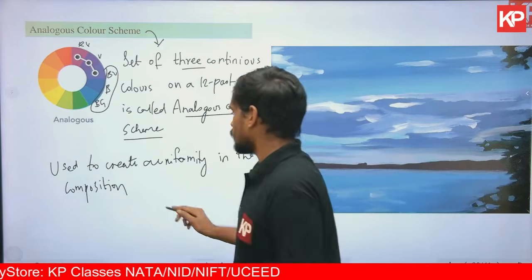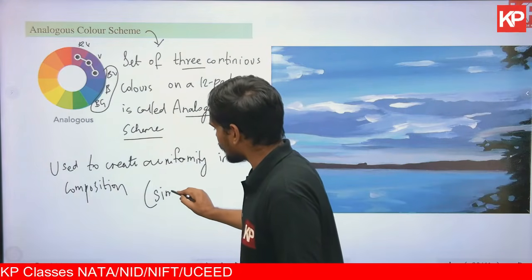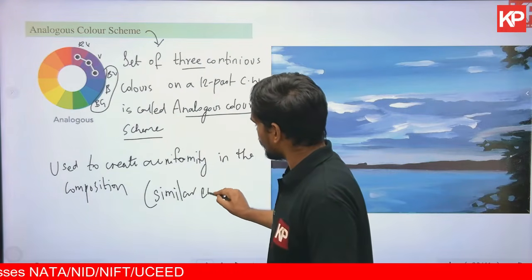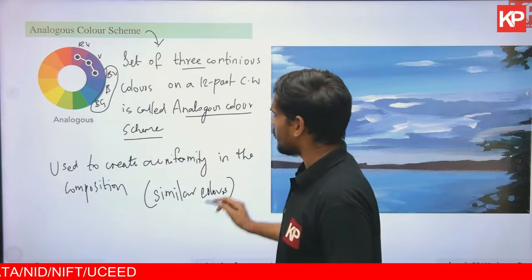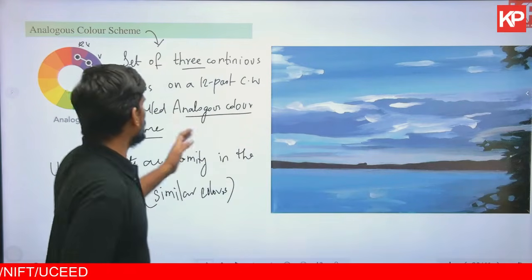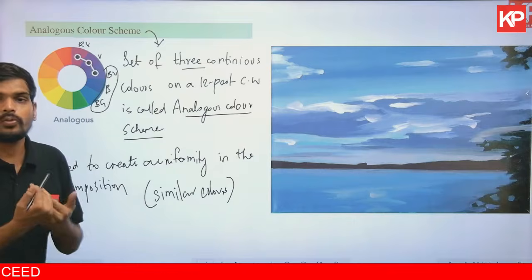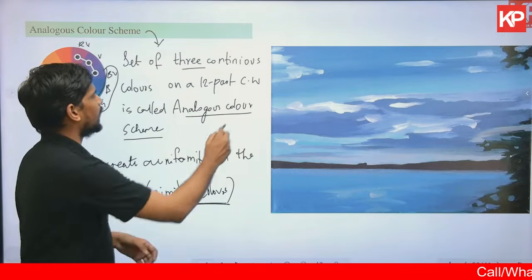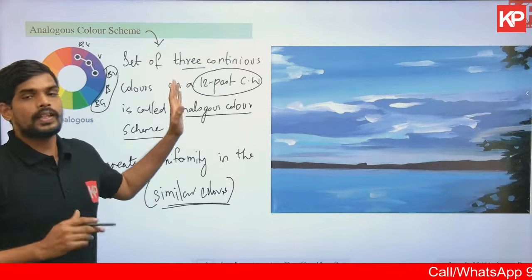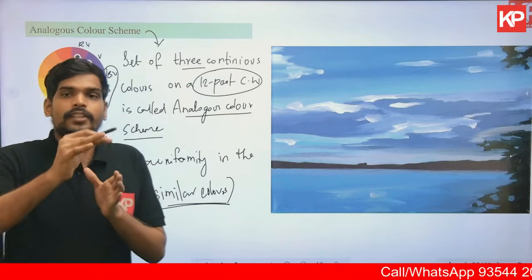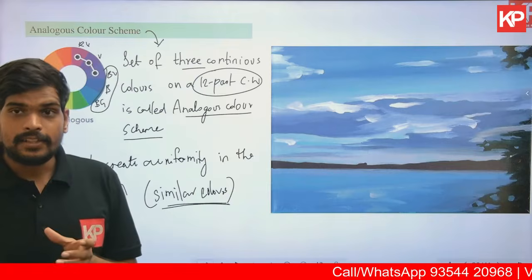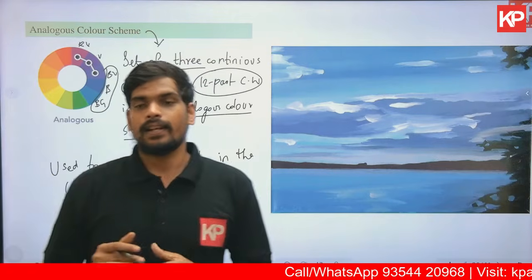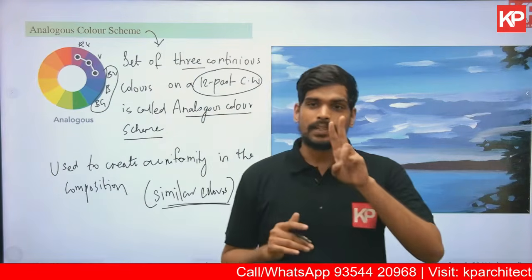All are similar. So in short, analogous colors are similar colors. What do we mean by similar? They are close to each other. Blue, blue violet and blue green are close to each other, they are similar colors. So a set of similar colors which are continuous on a color wheel. This is very important: remember the word continuous, three continuous colors on a color wheel. If you are selecting continuous colors, there will be similar colors. Such a similar color set is called an analogous color scheme. That is point number 2.